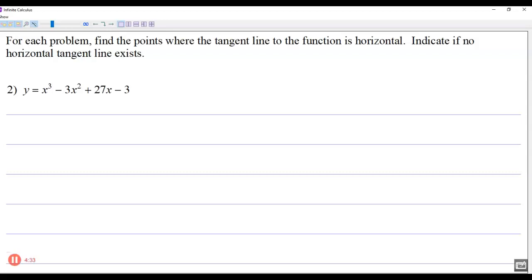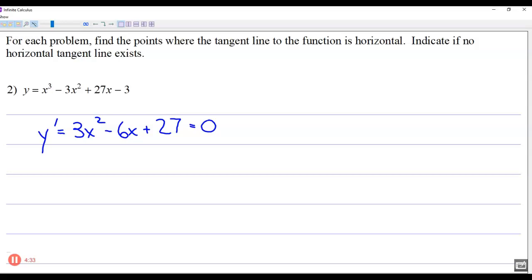Number 2, because I want to go through one. I think this happens in this one. Let's see. Oh, there's something I want to make sure we get to. So this would be 3x squared minus 6x plus 27. That's the derivative. So this tells me the slope of the tangent line at any x value. And if I want the tangent line to be horizontal, I want to know when the slope is 0. So I'm going to solve that.